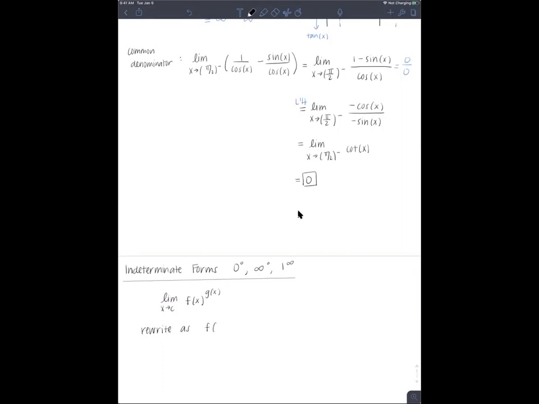What you're going to do is you're going to either take ln or write it as an exponential. And the more common one you're going to see is an exponential. So what you would do is, f of x to the power of g of x, you would say that that's equal to e, and then you would have g of x ln of f of x. And so I have some composition going on in there.